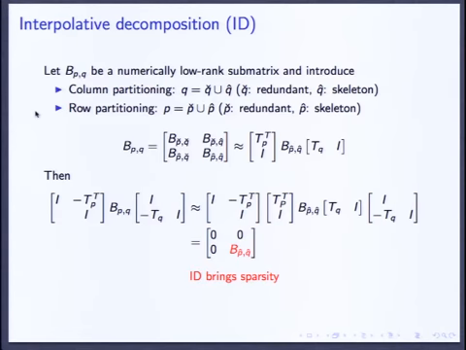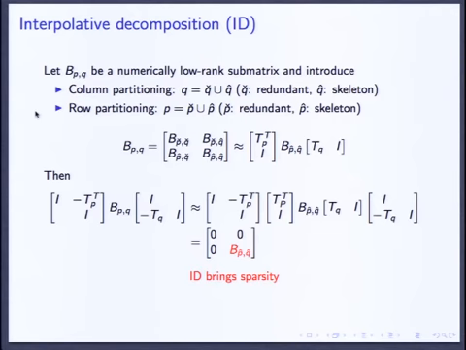The matrix in the middle actually corresponds to this skeleton: the restriction of the original matrix to the skeleton rows and skeleton columns, multiplied by a certain weighting matrix on the left-hand side and a weighting matrix on the right-hand side. The good thing about this is that the interpolative decomposition itself brings sparsity here. So what do I mean by that?